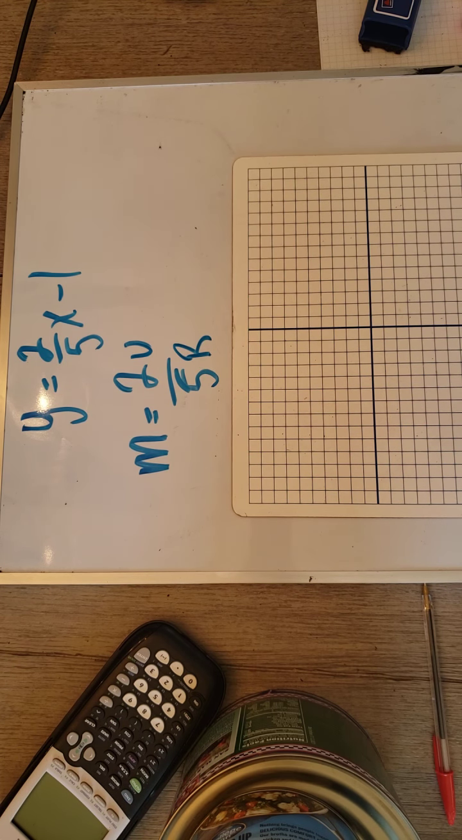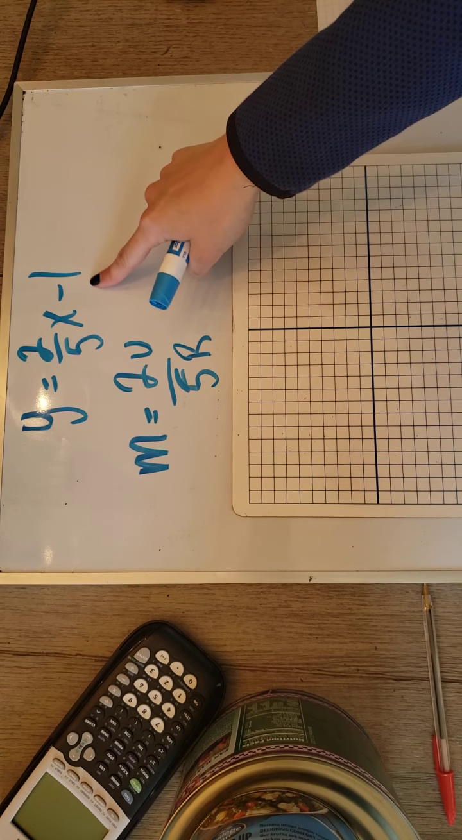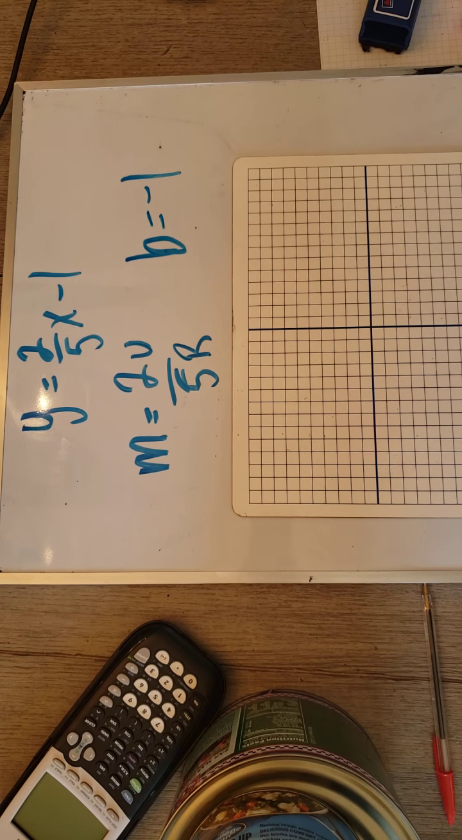Think of it on a number line. If you go right, it's positive. If you go left, it's negative. And on a thermometer, if you go above 0, it's positive. So if you go up, it's positive. If you go below 0, it's negative. Your b is your other number that's added or subtracted from the x. In this case, your b is -1.